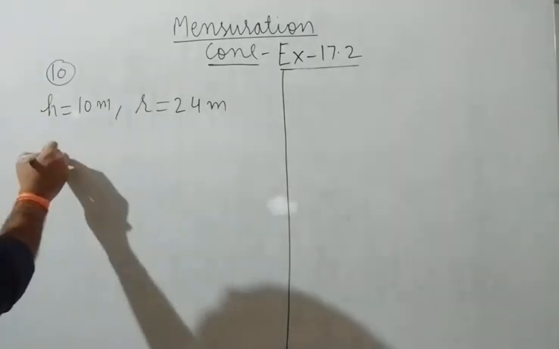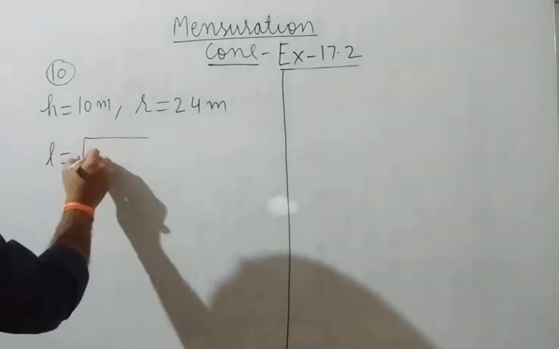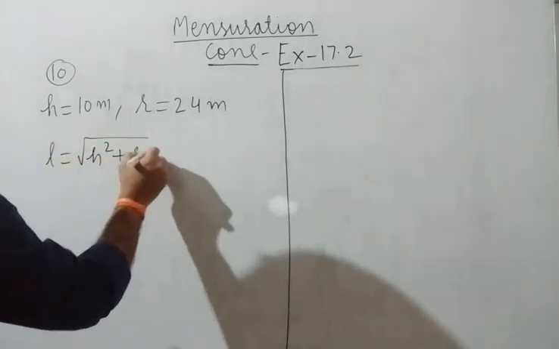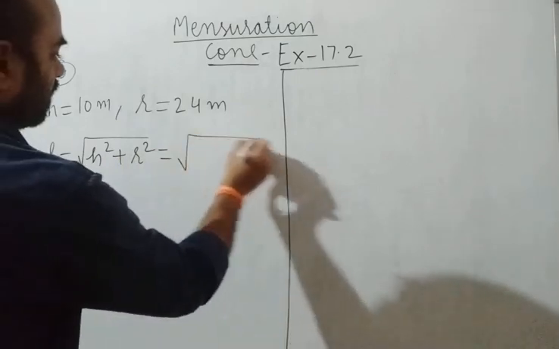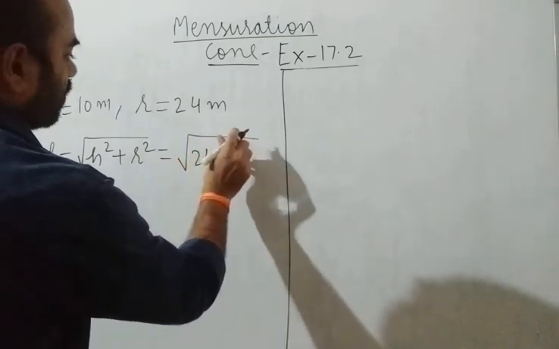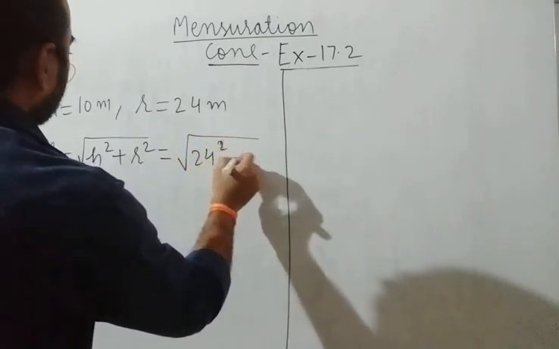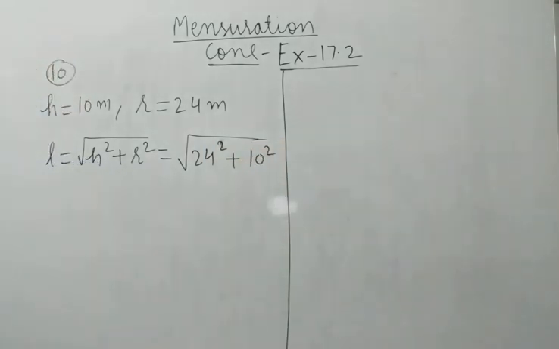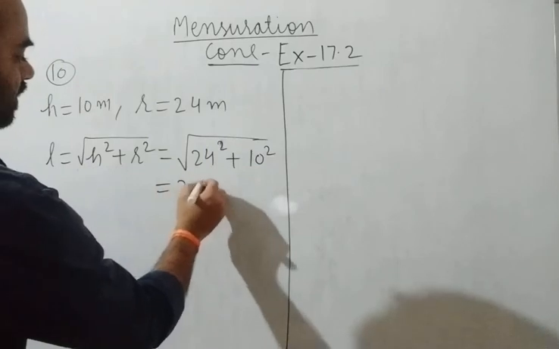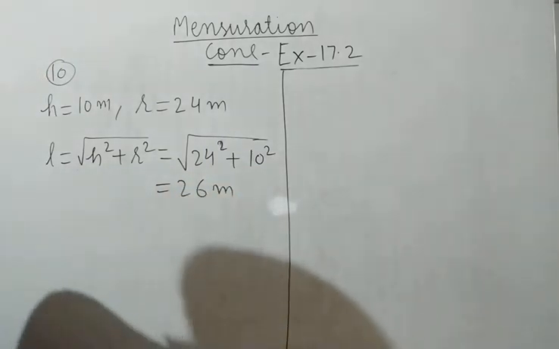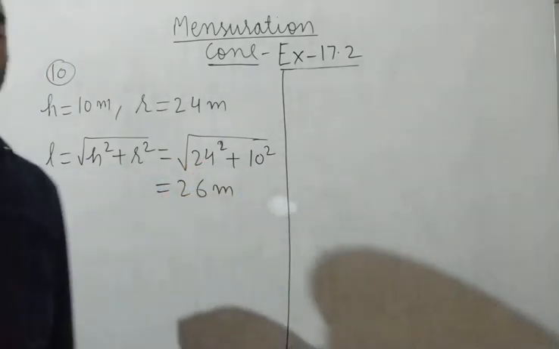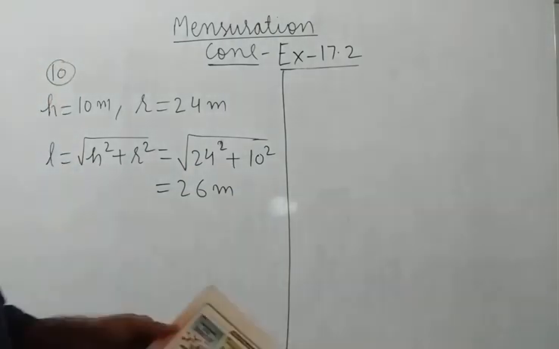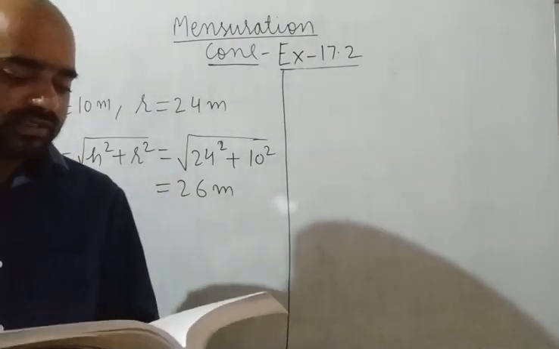Next, we have to find slant height of the tent. Slant height means L is equal to under root h square plus r square, that is 24 square plus 10 square. 576 plus 100, 676, that is 26 meters slant height. Done.